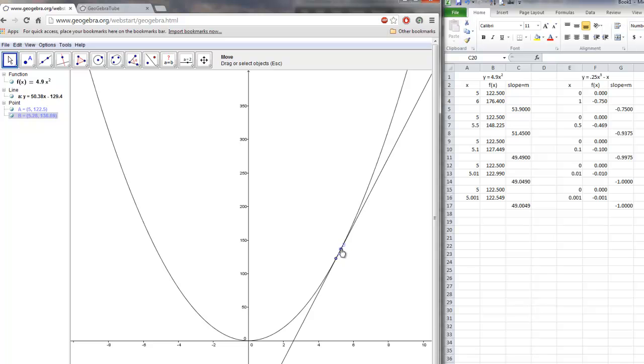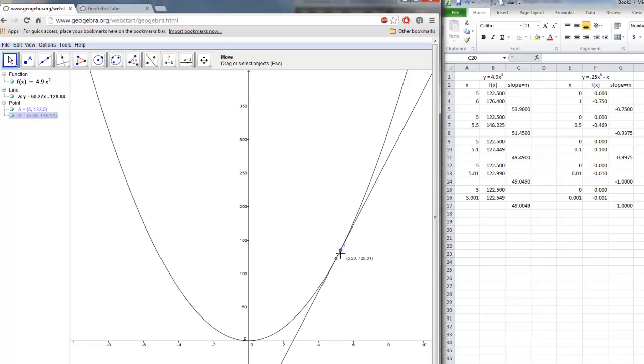And in fact, if we take B and get closer and closer to A, you'll notice that the slope over there is getting closer and closer to 49 until it pretty much goes from 49 to a little bit less when it jumps to the other side. So it looks like it's approaching 49.